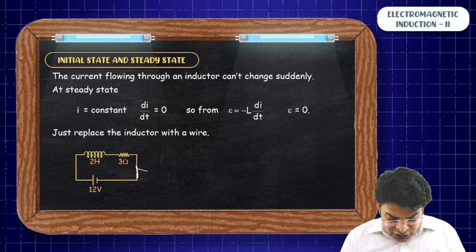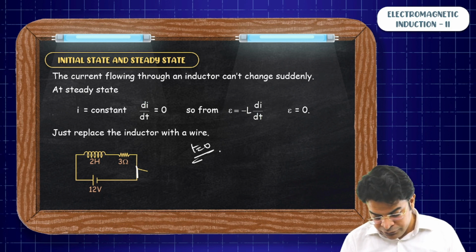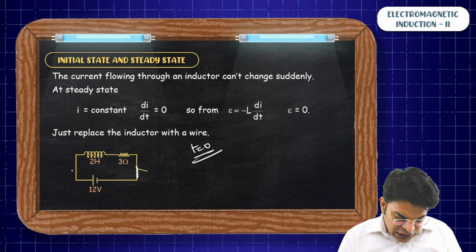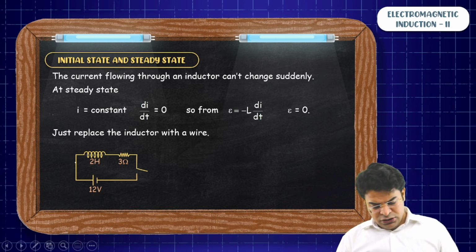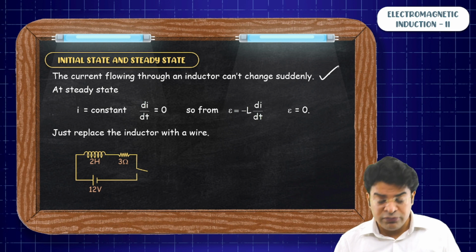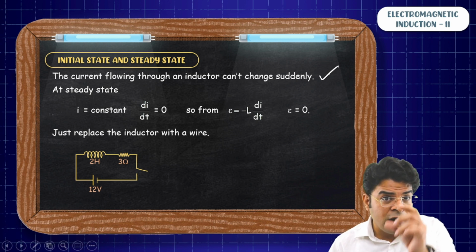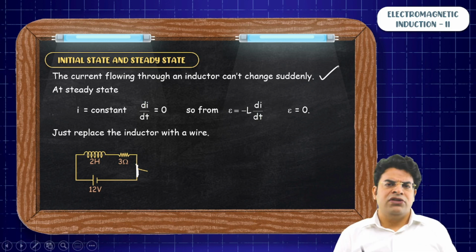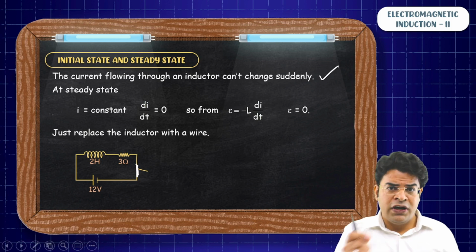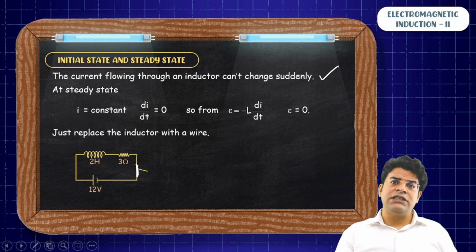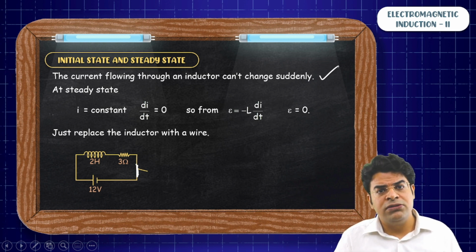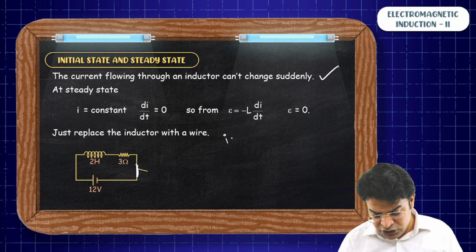Now, once you turn the key on at time equals 0, the question is: just after turning the key on, what is the current in the circuit? So you will say, the first statement, the current flowing through the inductor can't change suddenly. Just before turning this key on, the key was open, so there was no current in the circuit. So even just after turning the key on, the current flowing through the inductor can't change suddenly. So it will remain equal to 0.